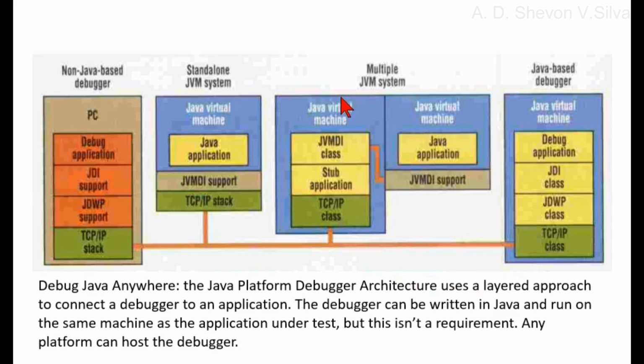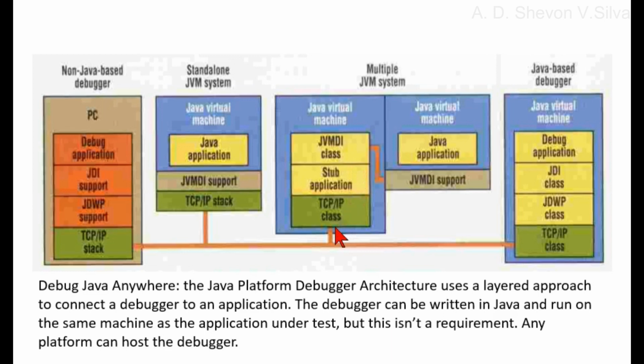Here you can see a multiple JVM system, with one Java virtual machine and another Java virtual machine. The JVMDI class, stub application, and TCP/IP class are inside one Java virtual machine, and the Java application and JVMDI support are inside the other. The JVMDI class interacts with the JVMDI support in the other Java virtual machine, and with the Java stub application. The stub application interacts with the TCP/IP class.